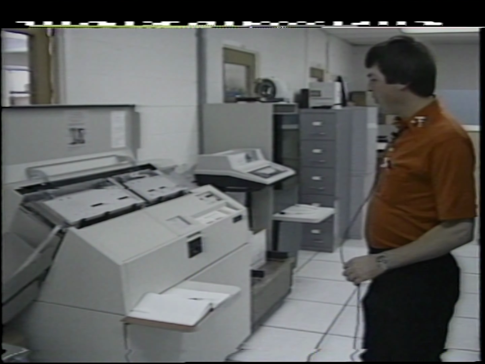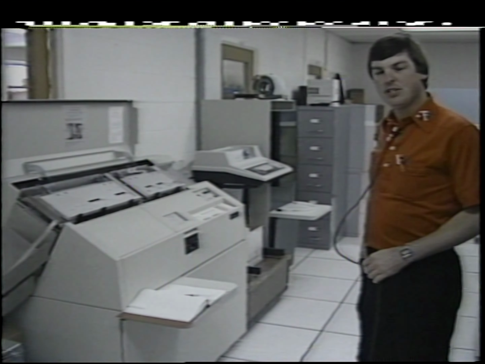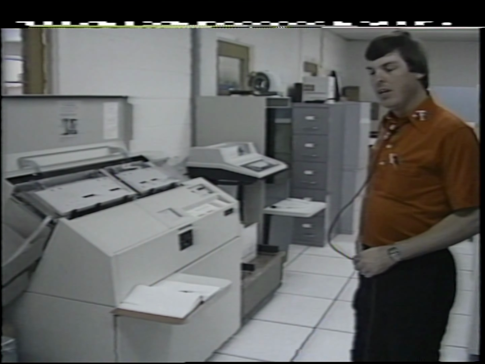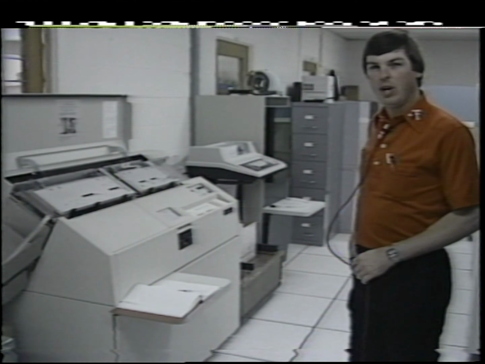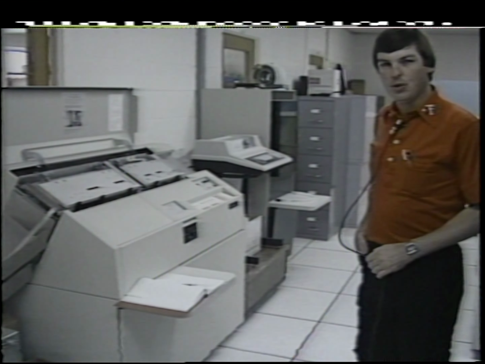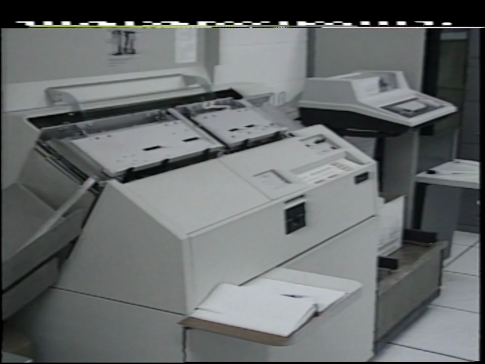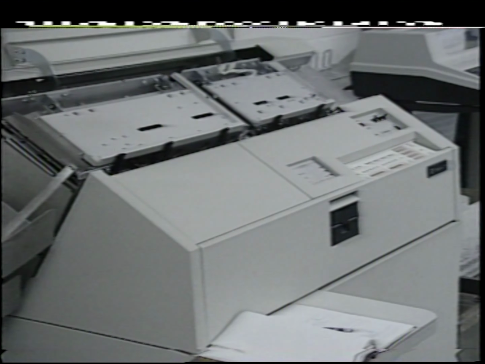This particular device here is an optical scanner. It scans marks made by pencil on optical scanning sheets. This system is used for students' test grades. We also use it for the payroll system, with each secretary marking the payroll rate and names for the employees.